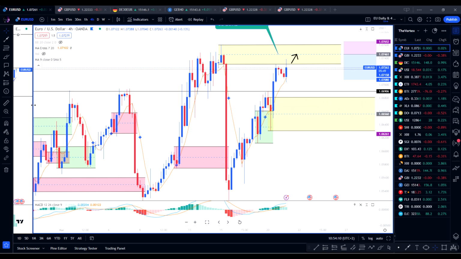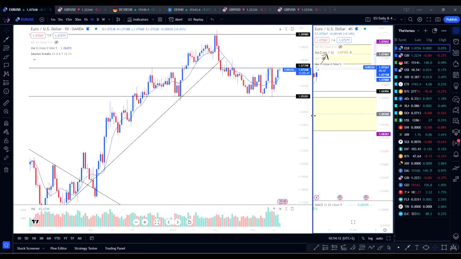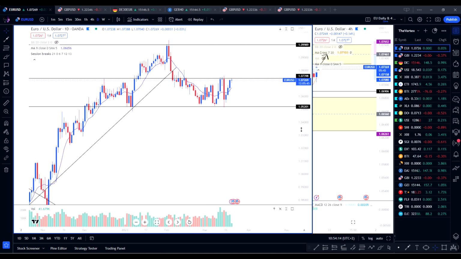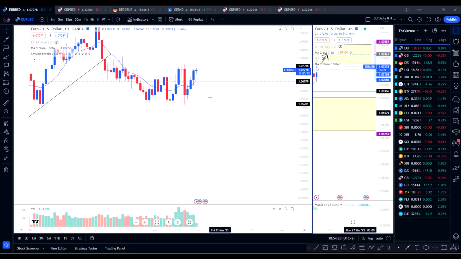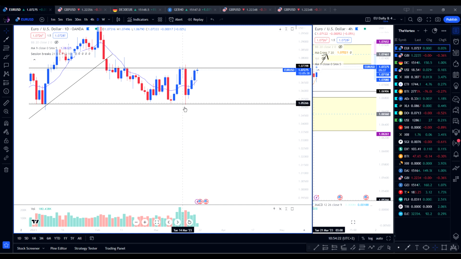Now, if we switch to the daily, just for a couple of seconds, we can see that same thing happened on the daily candle. Look at this. Price came up, we formed a doji, all right? And then boom, in one day, from resistance down to support.